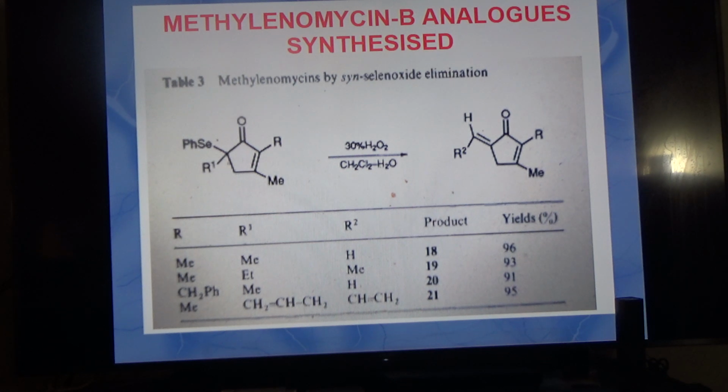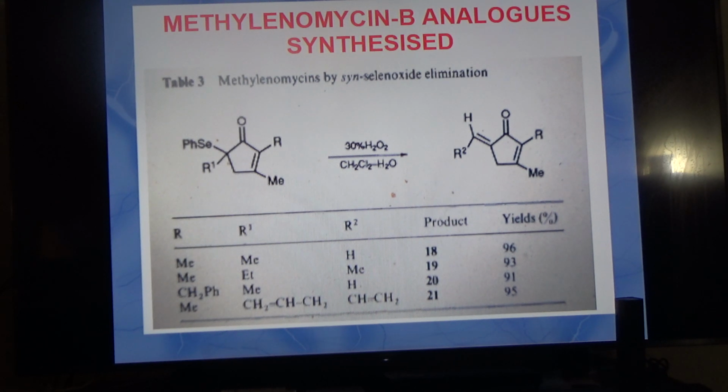In the chart, in the table, the second entry, when R is methyl, R1 is ethyl, and R2 is going to be methyl. Because you see, you get a methyl substituent on the methylenomycin. In other words, methylenomycin has hydrogen, not R2. R2 is hydrogen in methylenomycin, but compound 19, the second entry, has a methyl-substituted methylenomycin, in 93% yield.